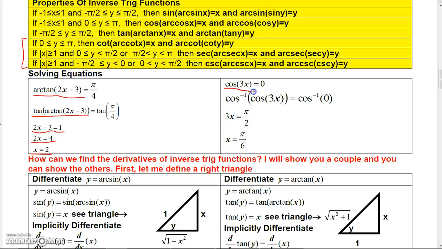Here you have cosine of 3x is 0, so if you just apply the arc cosine to both sides, then you get that the arc cosine of cosine is just 3x. And then for the arc cosine, you have to decide, well, the cosine of what angle is 0, and it has to be pi over 2, because it has to be within the particular range that we're using for cosine. So 3x must equal pi over 2, so x must be pi over 6.